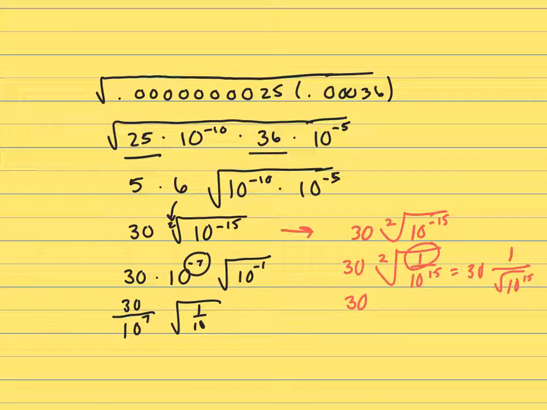All right, so same thing. There's a 2. 2 will go into 15. Now it's in the denominator. So you're going to bring out a 10 to the 7th. But you've got one of those left over. So you've got that 1 there. So you've got a 1 over the square root of the 1 that's left over. 2 will go into 15 7 times with 1 left over.